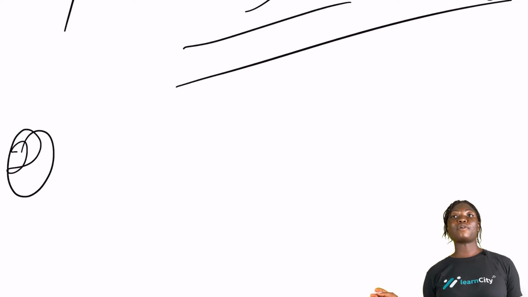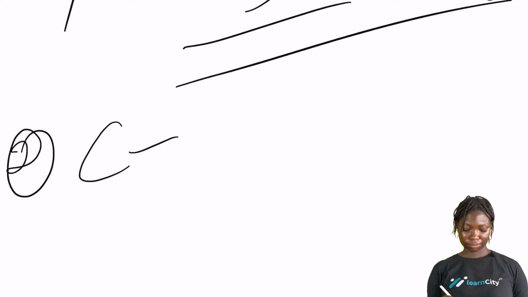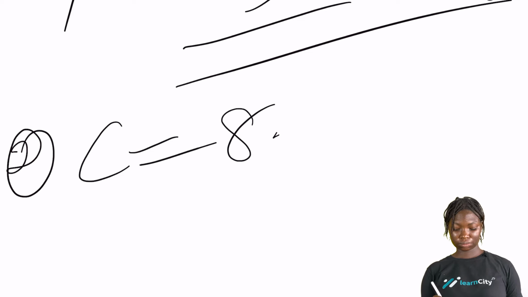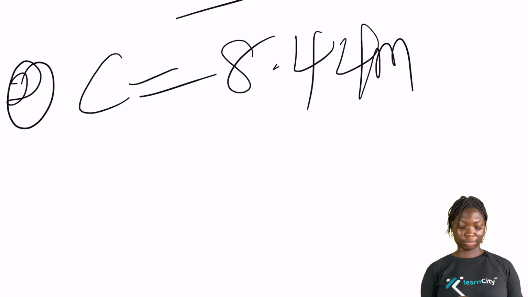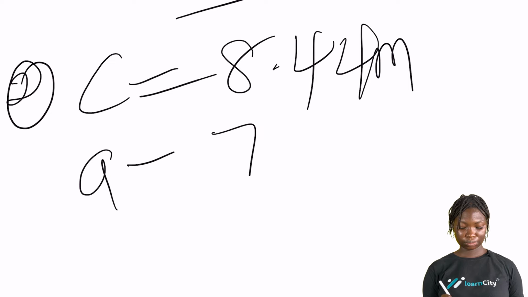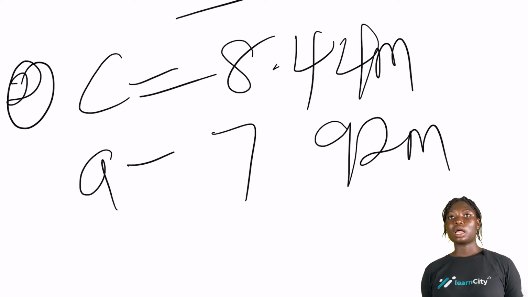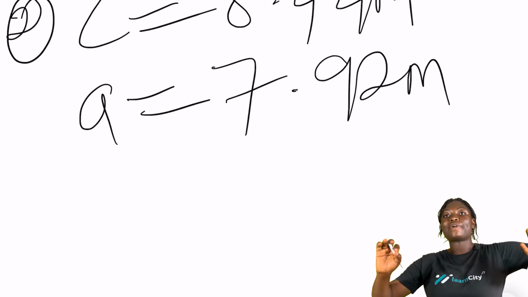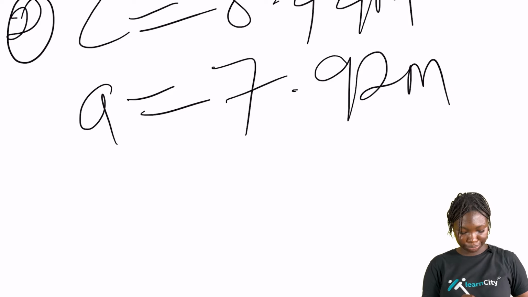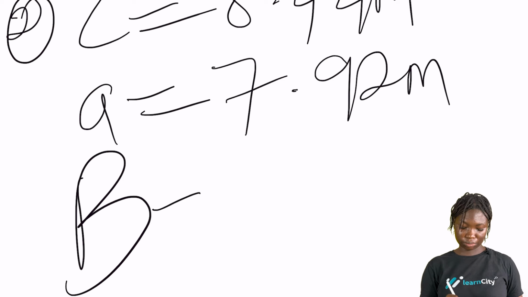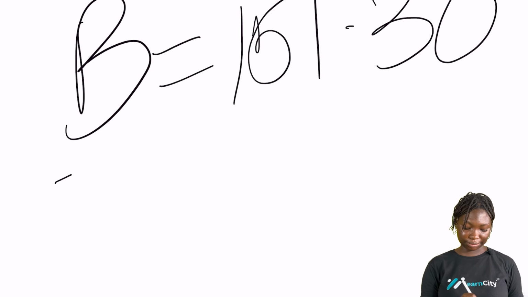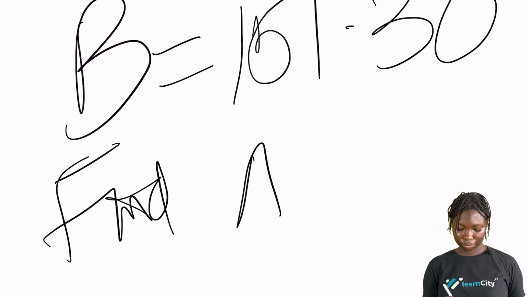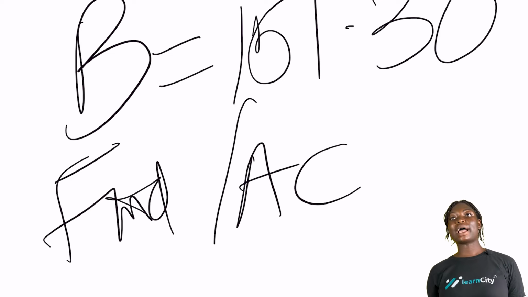In triangle ABC, our C is 8.44 meters. Our A is 7.92 meters. And our angle B is 151.30 degrees. So we have to find AC.